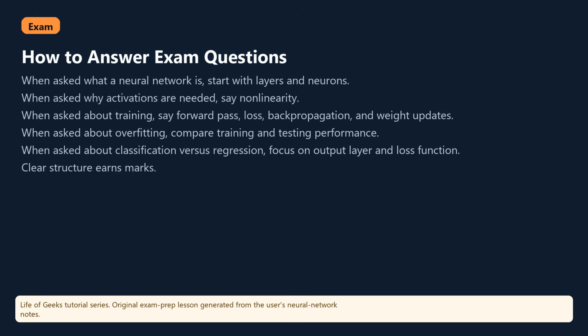If asked classification versus regression, focus on output activation and loss function. Good exam answers are structured. Start with a definition, add 1 mechanism, then give a simple example. That style is clearer than writing every fact you remember.